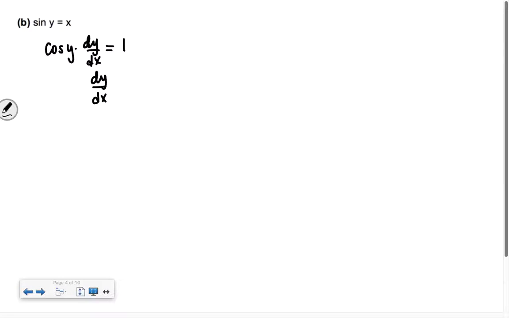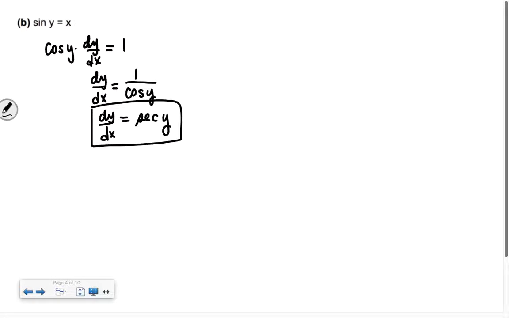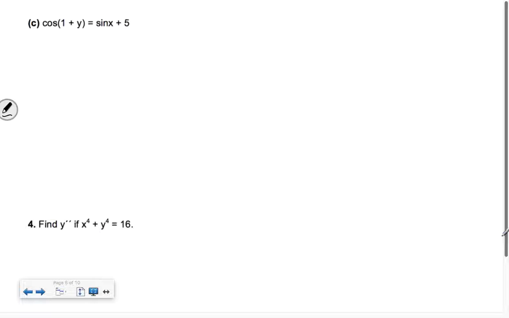I do dy over dx equals 1 over cosine of y, which could be written as secant of y, exactly. If it was a multiple choice section, I would guess it would leave it as secant of y. All right, still good with these?